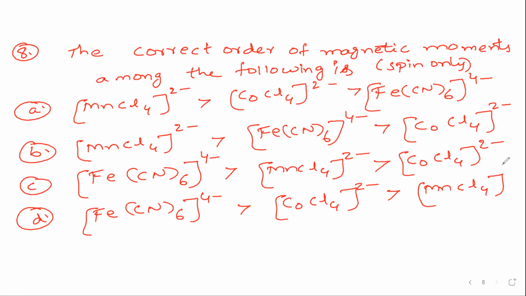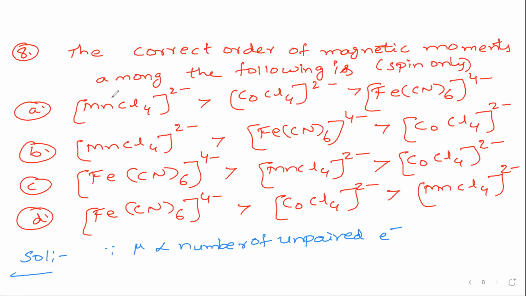So what is the basic concept here? Correct order of magnetic moment. Magnetic moment is proportional to the number of unpaired electrons. So we should find the number of unpaired electrons in the first case and second case. Whichever has the maximum number of unpaired electrons will have greater magnetic moment.